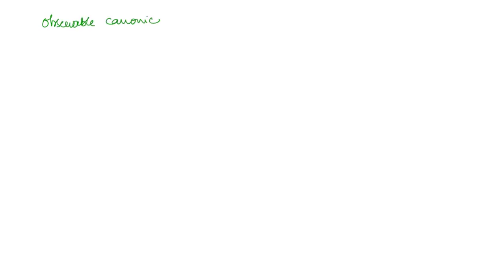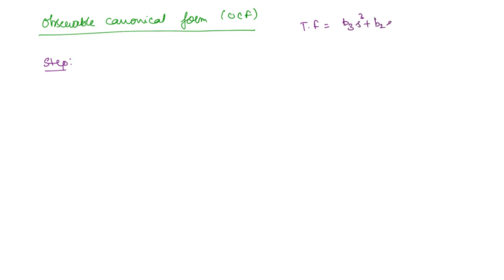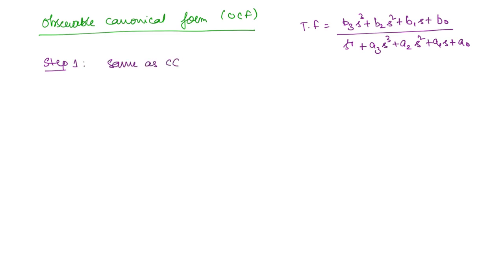What is this abbreviated as? OCF, right? So here the things will be slightly different. In step 1, what was the transfer function? Just write down the transfer function once again. The same transfer function we are taking. So what is that? b3 s cube plus b2 s square plus b1 s plus b0, divided by s to the power 4 plus a3 s cube plus a2 s square plus a1 s plus a0. Now what is step 1 here? Same as what we did in the controllable canonical form.